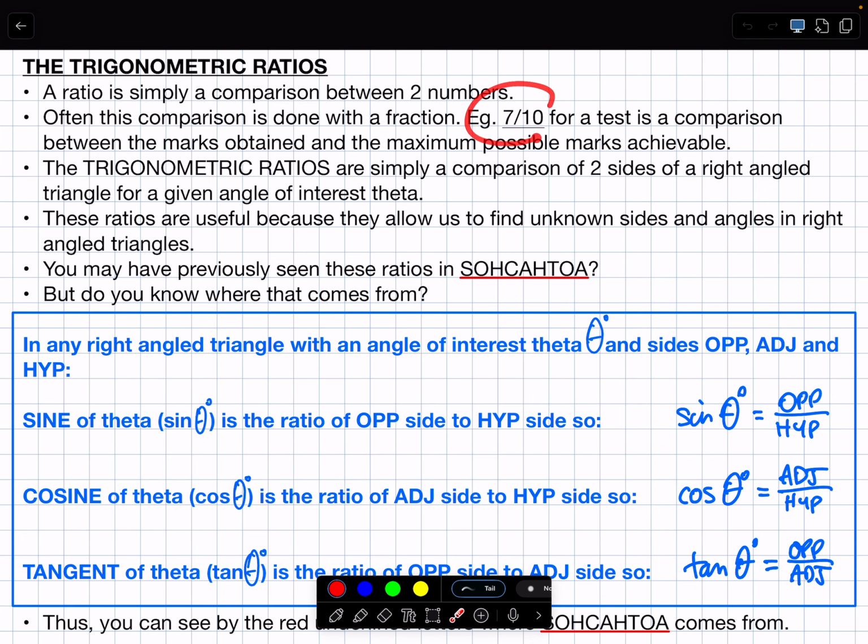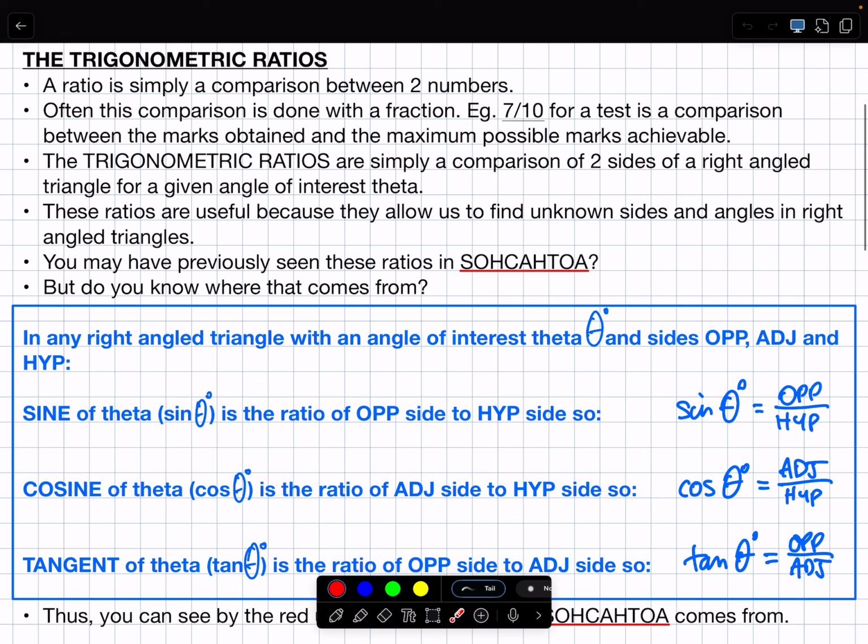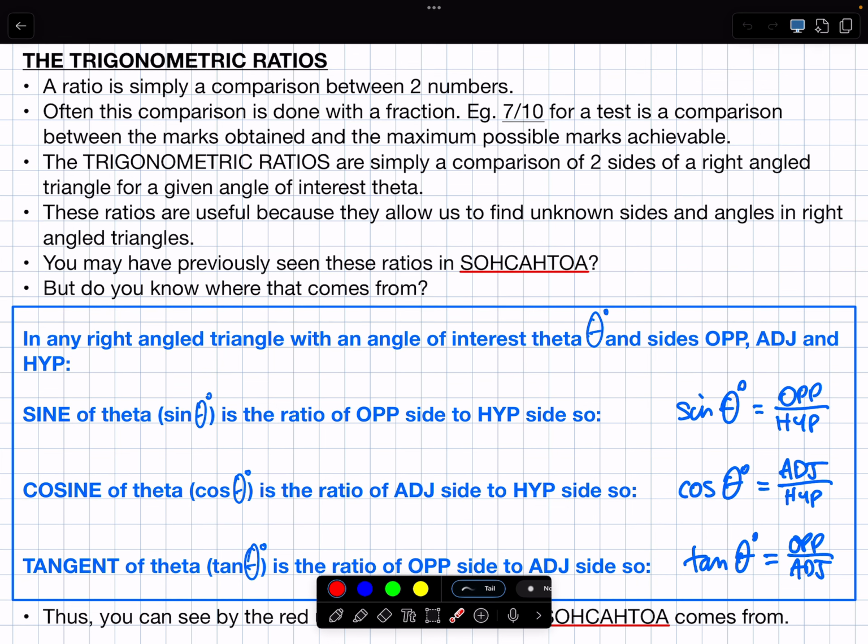For example, if you got 7 out of 10 for a test, what's the 7? 7 is what marks you got, compared to 10 is what the test was out on. See how 7 over 10 is a ratio comparing two numbers? That's what SOHCAHTOA are. They're also ratios. The trig ratios are simply a comparison of two sides of a right angled triangle.